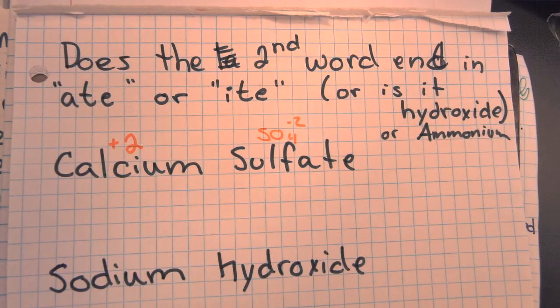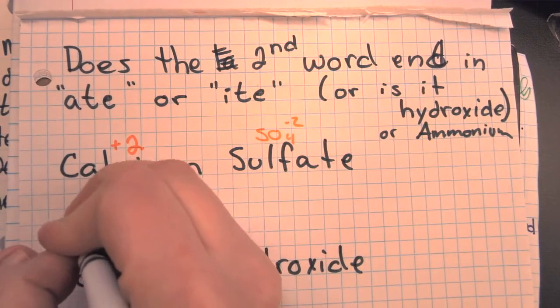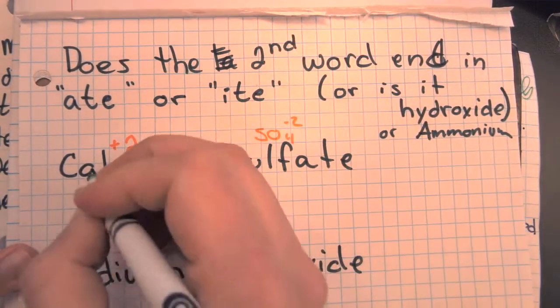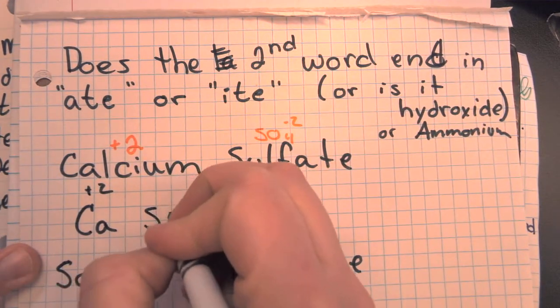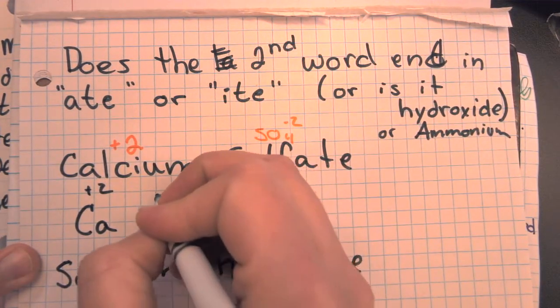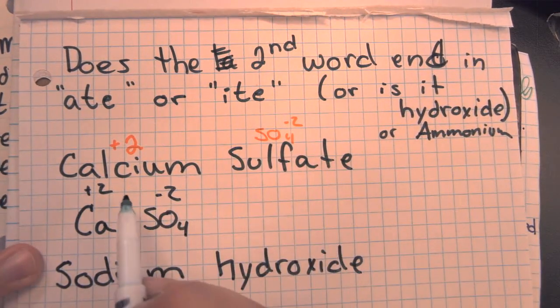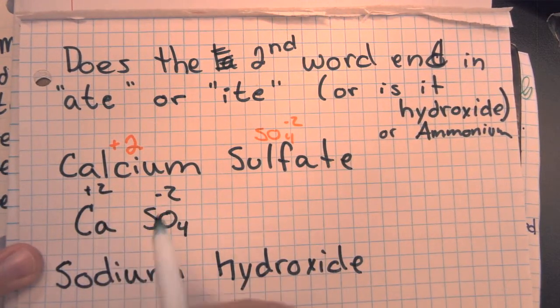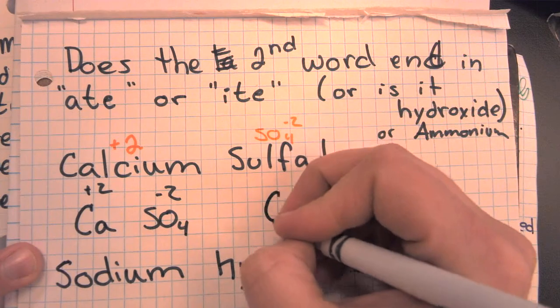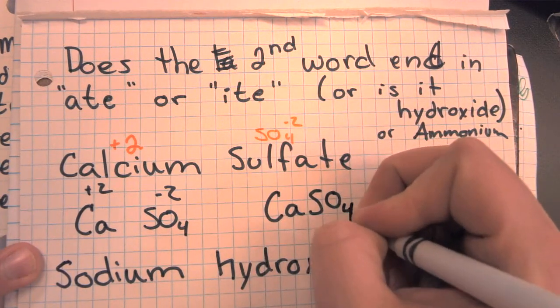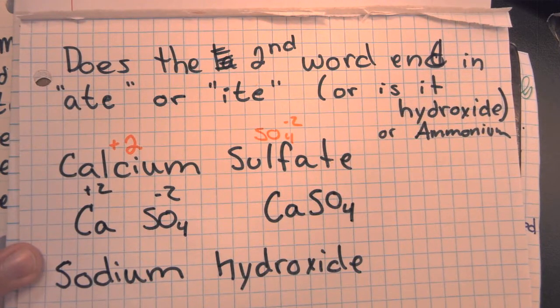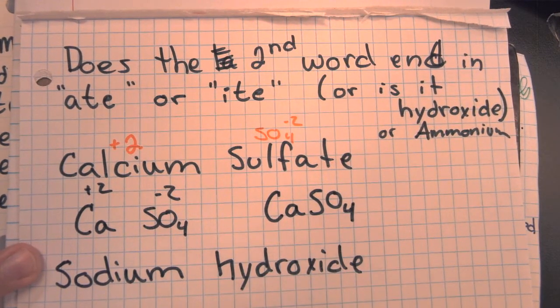Okay, so to do my formula, I have calcium with a +2. I have sulfate, SO4, with a -2. My +2 and -2 cancel out. Gives us an overall charge of 0, which is what we want. So the formula is CaSO4.